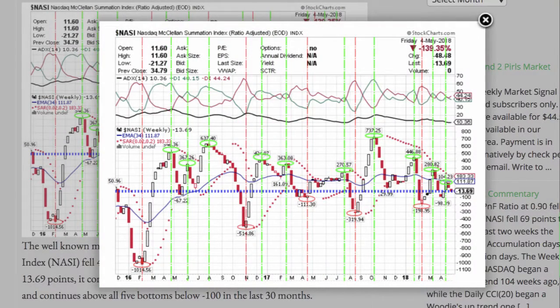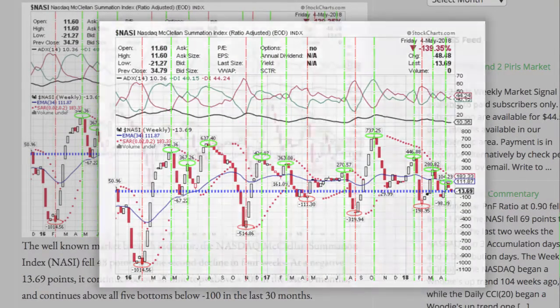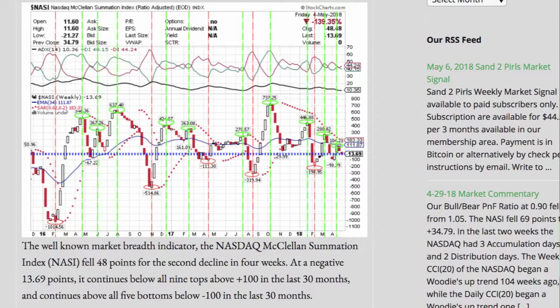The well-known market breadth indicator, the Nasdaq McClellan Summation Index, fell 48 points for the second decline in 4 weeks. At a negative 13.69 points, it continues below all 9 tops above plus 100 in the last 30 months, and continues above all 5 bottoms below minus 100 in the last 30 months.